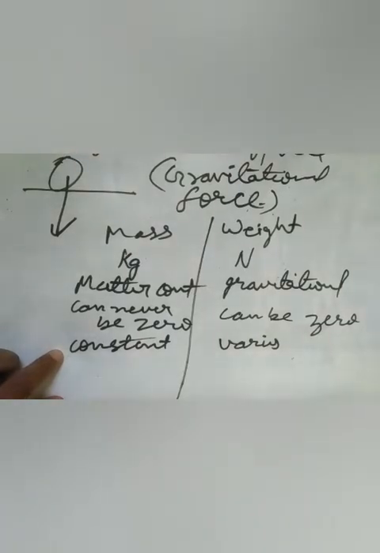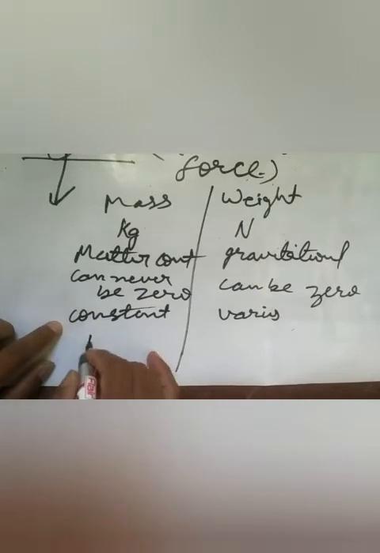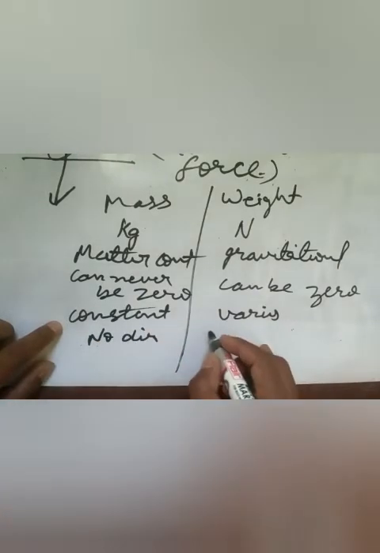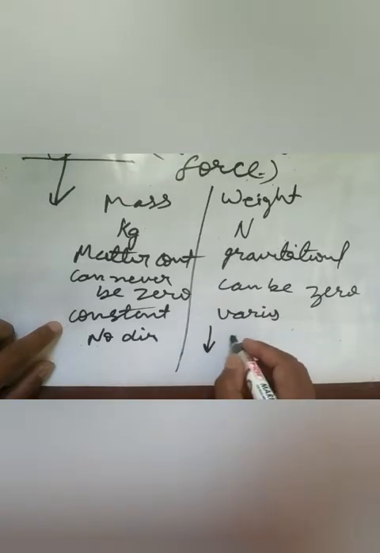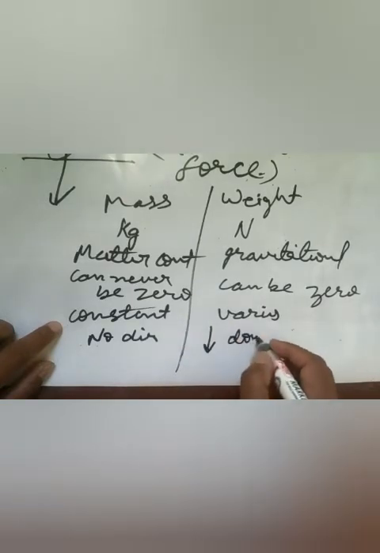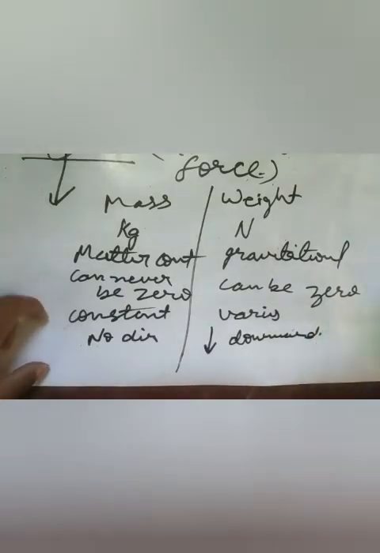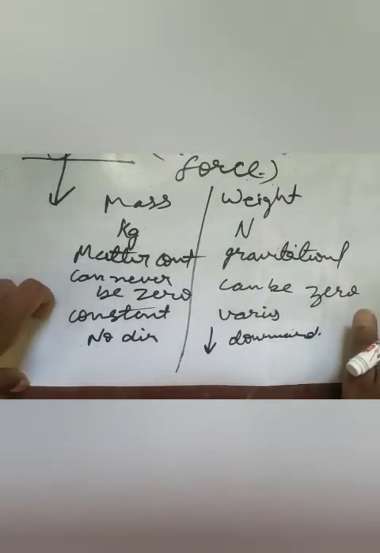Next, mass has no direction. Weight has downward direction. So, this is the difference between mass and weight.